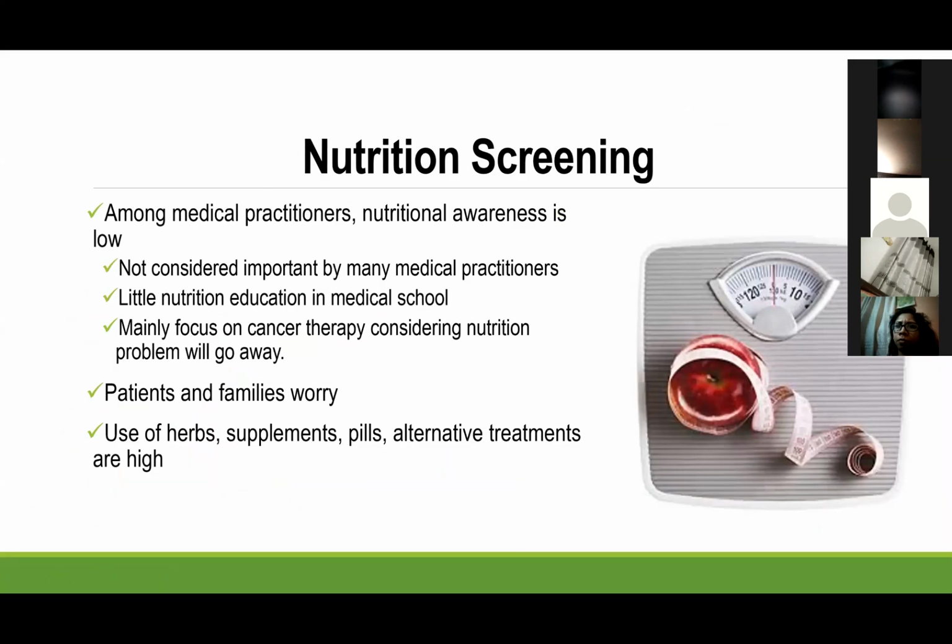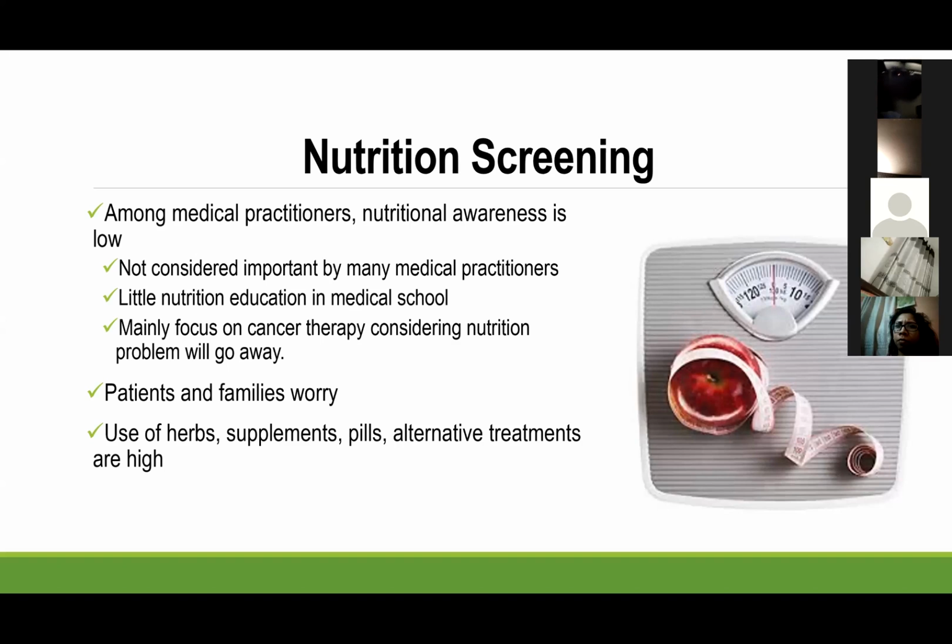Then the next thing is the importance of nutrition screening. When we look at nutrition screening in cancer patients, very few people, like Dr. Mathagadara, think about nutrition. Among medical practitioners, nutrition awareness is low, and they don't consider the importance of nutrition much, because they mainly concentrate on the cancer therapy, thinking the nutrition problem will go away after it. And I think in medical school we don't have very good education about nutrition, especially the clinical nutrition component.